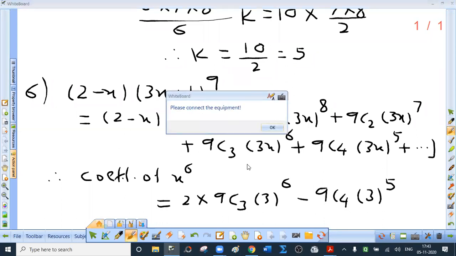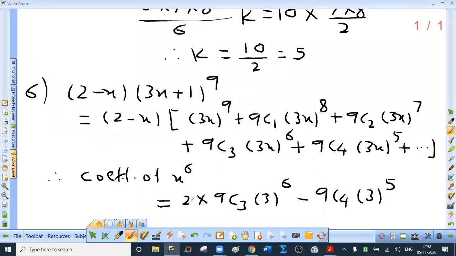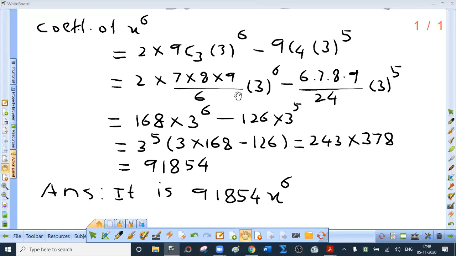Now it is asked, find the term containing x^6. So we have to mention x^6 also. But at present, we will obtain the coefficient of x^6. Now tell me the value. It is up to you how to simplify this. 9C3 is this, this is 9C4. I have taken 3^5 common. That is why this is 3 into 168, because 3^5 is taken common. So 3 into 168 minus 126. So this is 378. 3^5 is 243. The product is this. So the term containing x^6 is this, 91854 x^6.